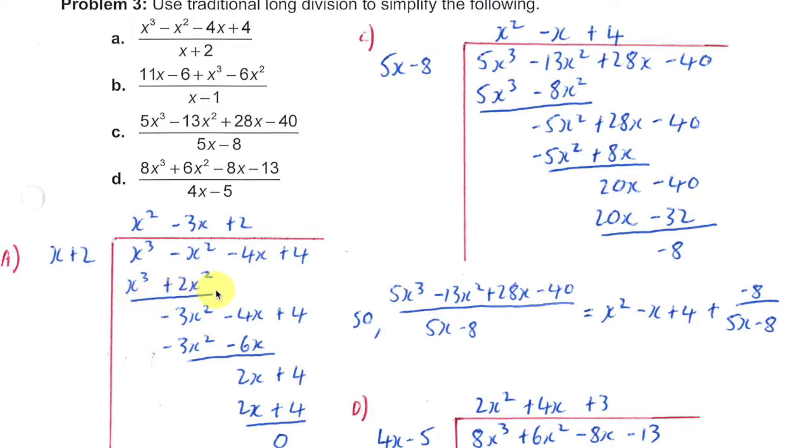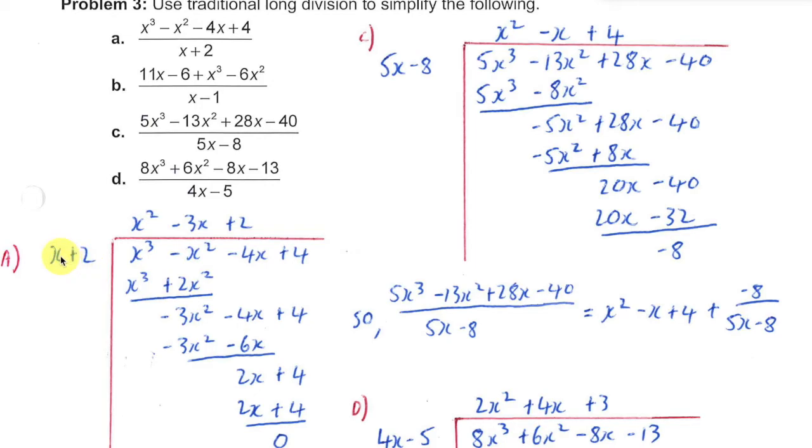I'll rule a line. And now what I'll do is I'll take this line above and subtract from it this. X cubed take x cubed is 0x cubed. Negative x squared take away positive 2x squared is negative 3x squared. Negative 4x take away 0 is negative 4x. And 4 take away 0 is 4. So now I'm working with this.